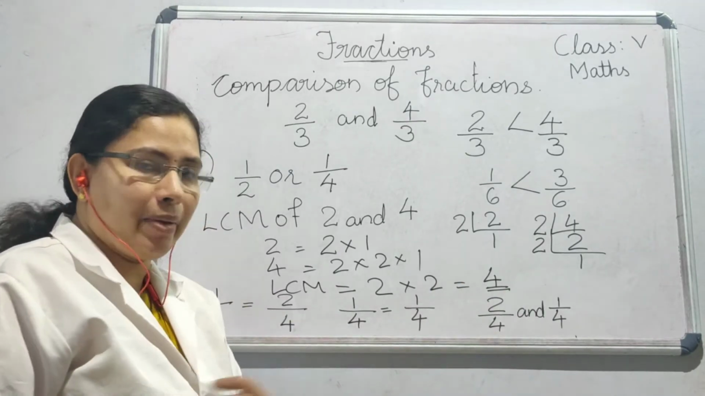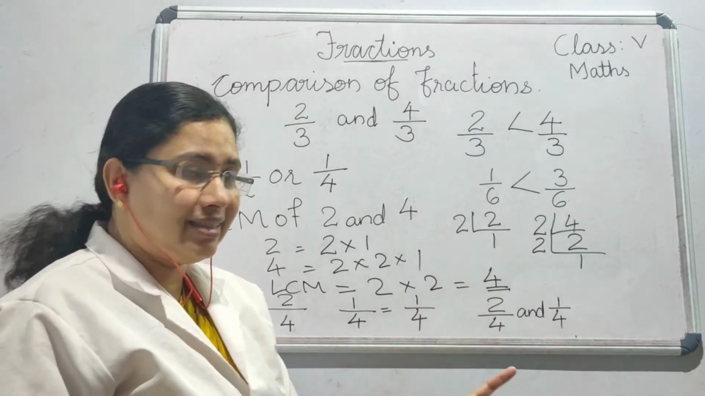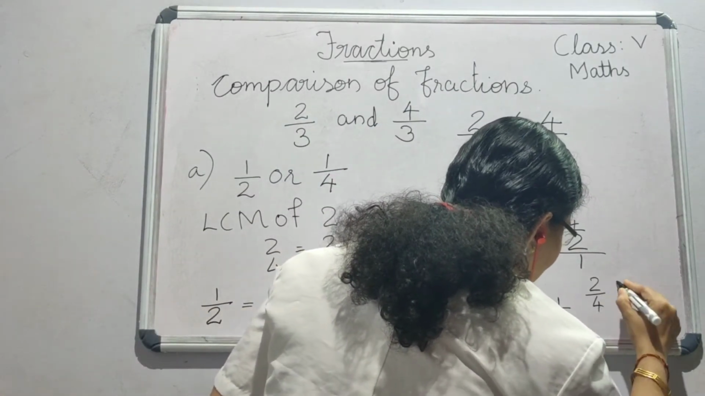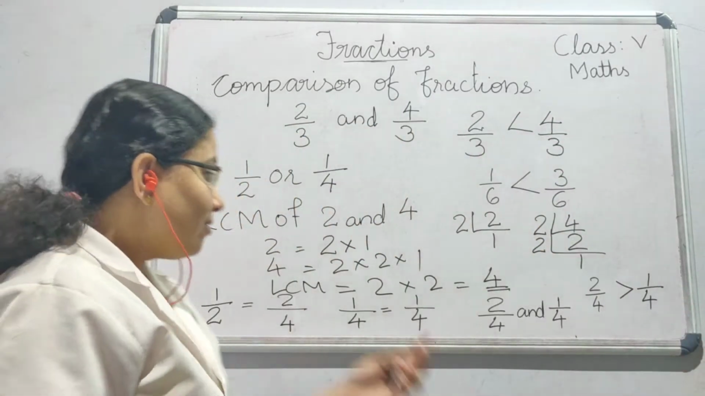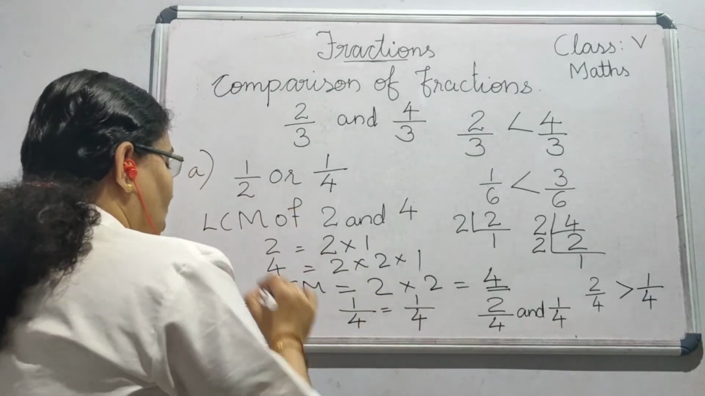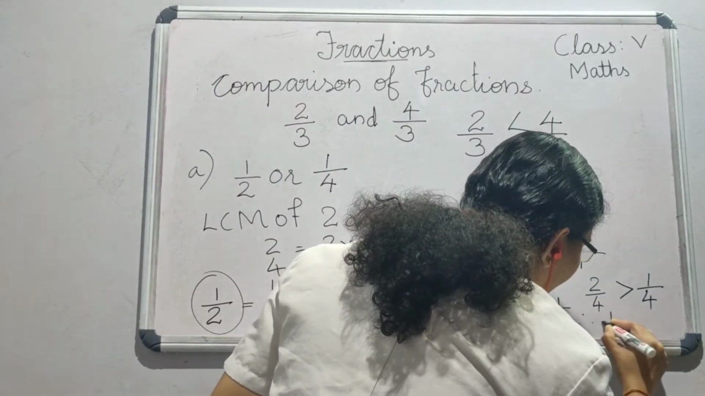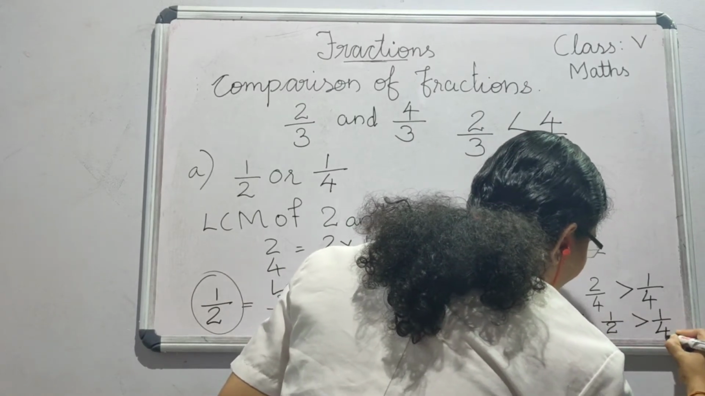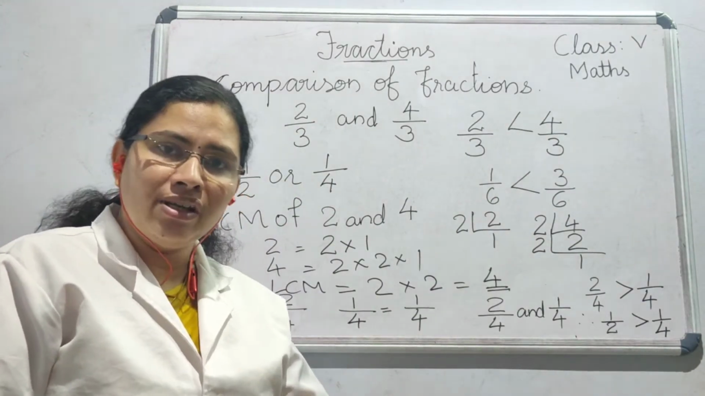Okay, now we can compare which one is greater. 2 by 4 is greater, so we can write that 2 by 4 is greater than 1 by 4. Or we can write that 2 by 4, which one is 2 by 4? 1 by 2. So therefore, 1 by 2 is greater than 1 by 4. This is the answer. Understood?